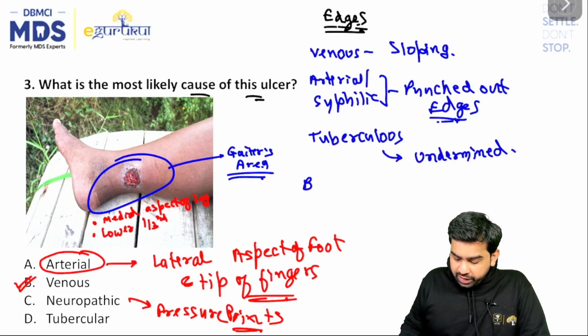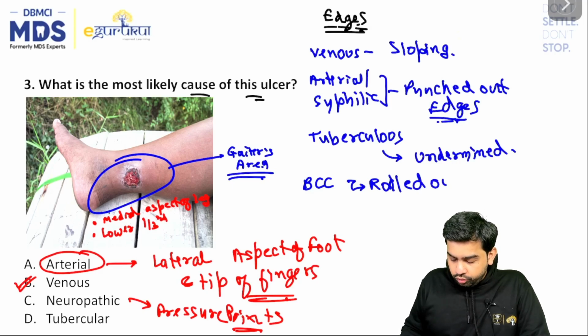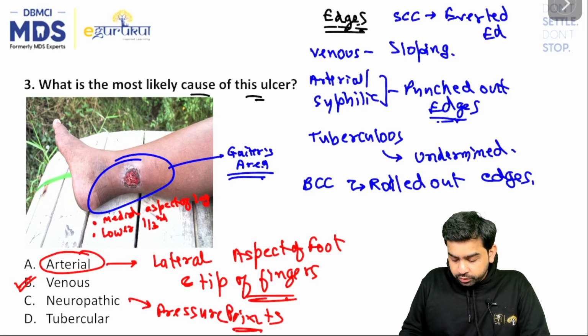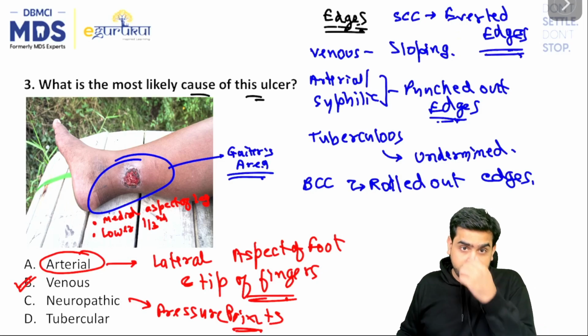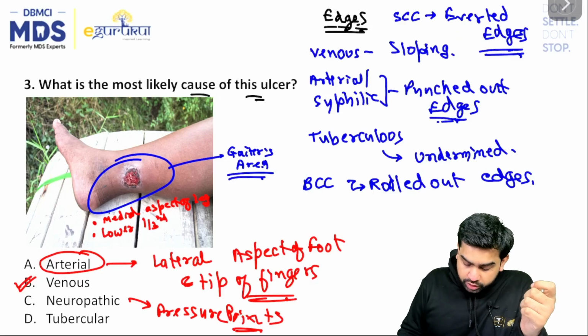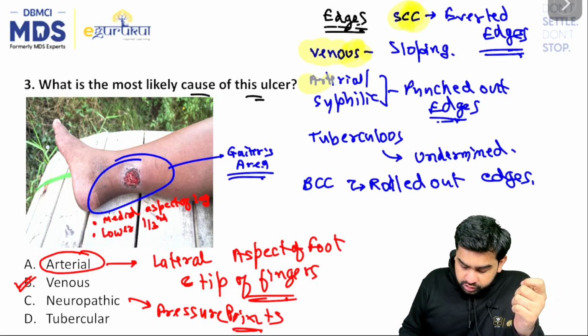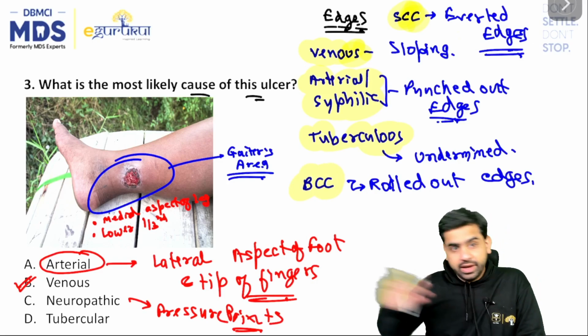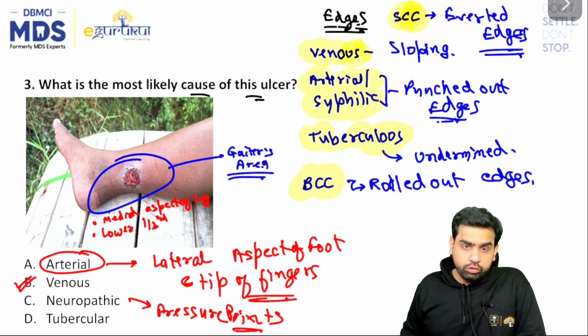Then we have basal cell carcinoma. These are the ones which are going to have rolled out edges. Rolled out edges are seen in basal cell carcinoma, and squamous cell carcinomas are the ones which have everted edges. Everted edges are seen in squamous cell carcinoma. So please try to appreciate this: squamous cell carcinoma, venous ulcers, arterial and syphilitic ulcers, tuberculous ulcer, and basal cell carcinoma. Very important. Even the edges are very important. Questions have been asked on this many times.